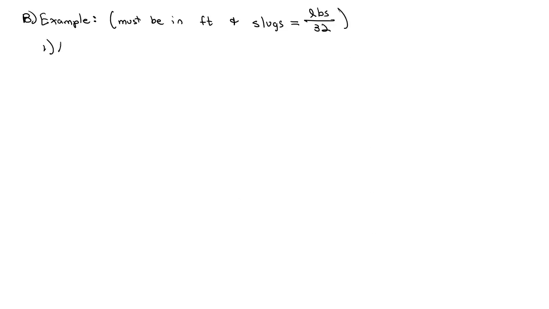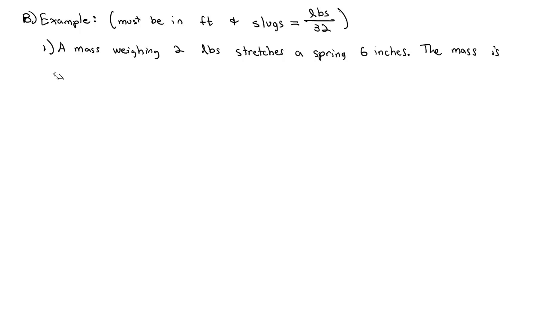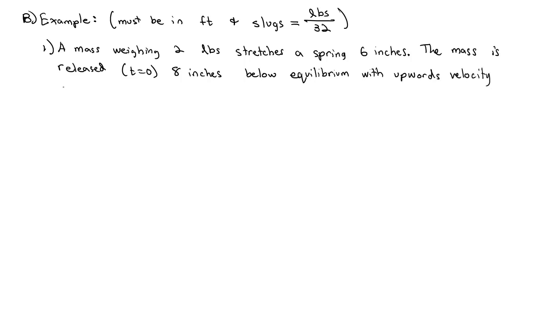So for our example, let's say a mass weighing 2 pounds can stretch a spring 6 inches. What we're going to do with this mass is take the mass and we're going to release it. When we say we're releasing it, no time has passed at that point, so that's really saying time is equal to 0. 8 inches below equilibrium, with an upwards velocity of 4/3 of a foot per second.